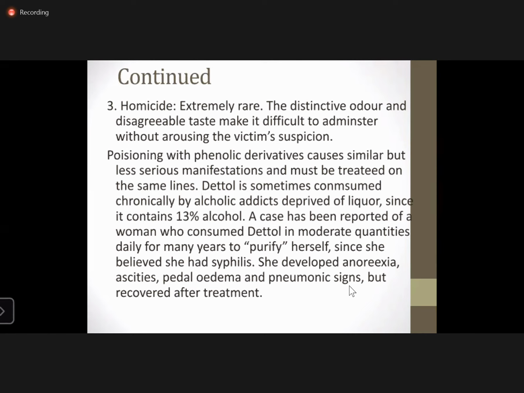Suicidal use is also extremely rare. The distinctive, disagreeable odor makes it difficult to administer without arousing the patient's suspicion. But poisoning with phenol derivatives causes similar, less serious intoxication. Like we said, phenol derivatives like Dettol are present in almost every household. It is consumed by alcoholic addicts who are dependent on liquor, because it contains 13% alcohol. Those who cannot afford expensive alcohol use Dettol in that case. A case has been reported of a woman who consumed Dettol in moderate quantities daily as a means to purify herself, because she had the notion that drinking Dettol could purify her health and organs. She developed anorexia and other symptoms.